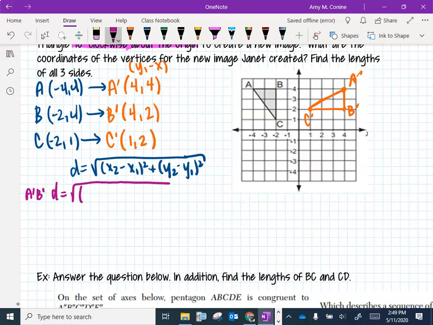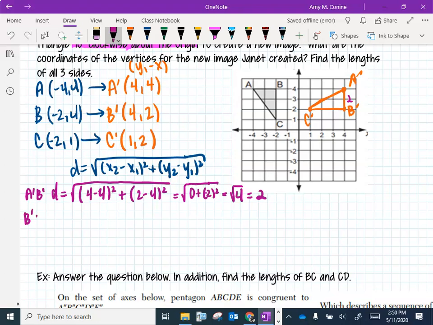Okay, so for A prime, B prime, I have my distance, I'm going to use my new points. So if I have 4 minus 4, my x values, subtracting and then squared, and then my y values, 2 minus 4, whole thing squared. So now we should just have 0 plus 2 squared, or negative 2 squared, which gives us 4, and the square root of 4 is 2. And that's what that is. This is a length of 2 right here. So that's really good. So we're going to do the same thing.